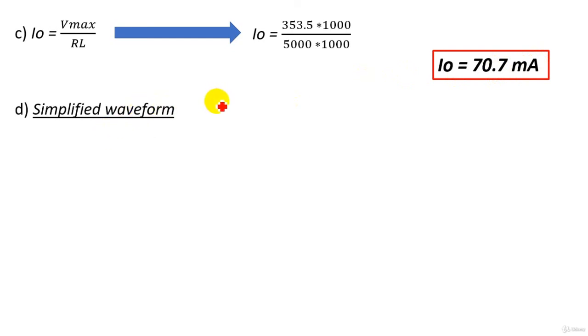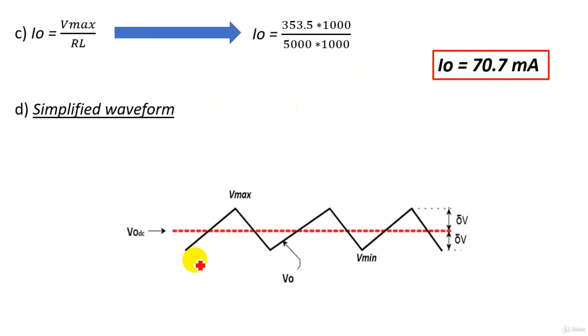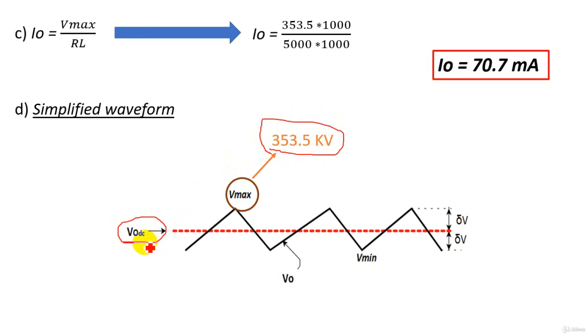Now let's get the final requirement, the simplified waveform. So this is our simplified waveform. This is the output voltage of the half-wave rectifier circuit. As we see, it's a DC voltage, a DC average voltage with some ripples. As we see, the output voltage has a maximum value which is 353.5 kilovolt. Also, this maximum value is the maximum of the secondary of the high voltage transformer. This value is obtained in our problem, and the DC voltage of this waveform is also 341.5 kilovolt.